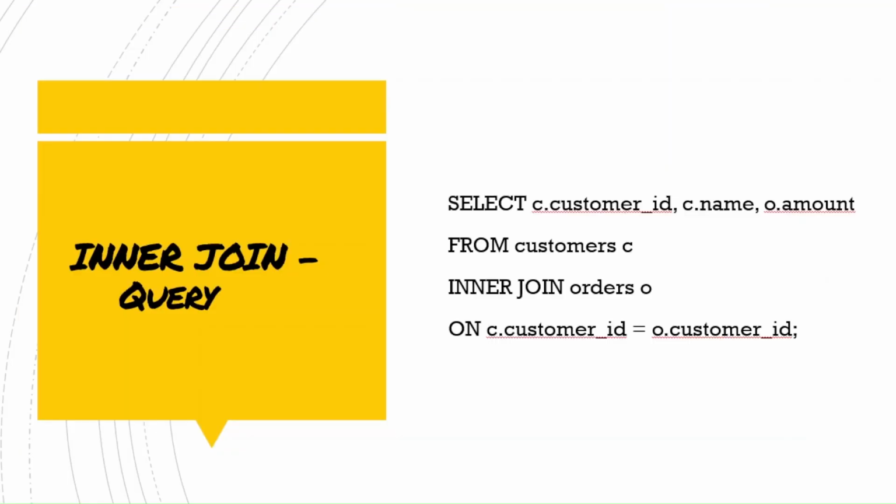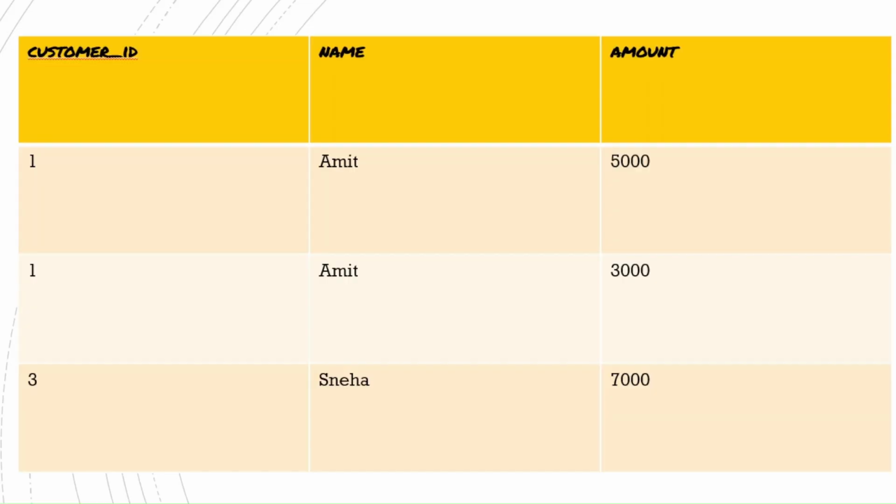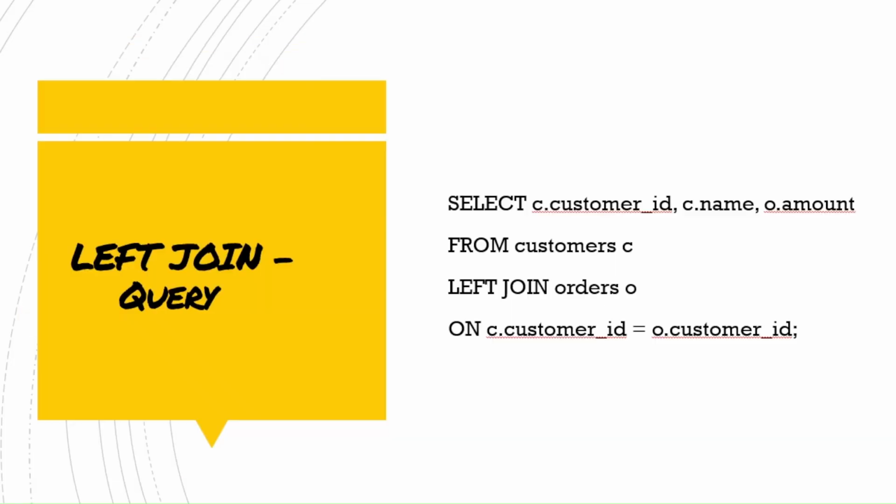It only returns rows where a matching order exists. But here's the problem. Customers without orders completely disappear. This is a very common reporting mistake. Let's have a look at inner join result. See here, the customer ID 4, which was Neha, is missing.